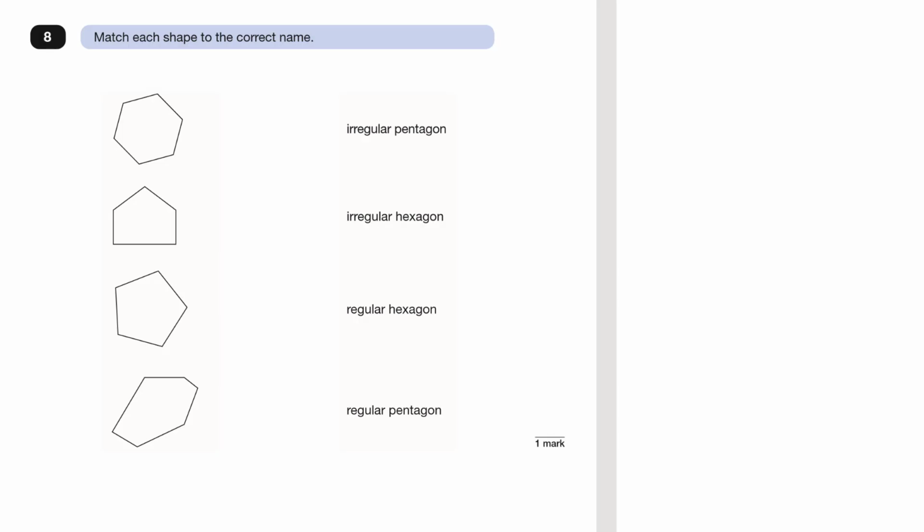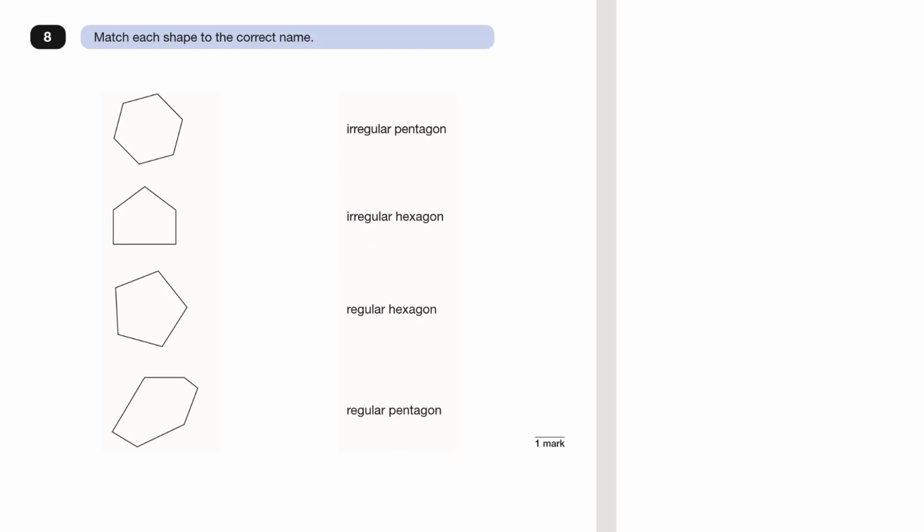Question 8, match each shape to the correct name. So we have 4 shapes coming down the side and we have 4 names to the right of them. If you do not know your irregular from your regulars, and if you don't know the names of shapes, you must learn this. It's really imperative that you know some common polygons, as well as different types of quadrilaterals and different types of triangles based on their properties. And regular and irregular is something you definitely need to know as well. There's lots of information on this in my geometry ebook, so if you're not sure, please do check that out.